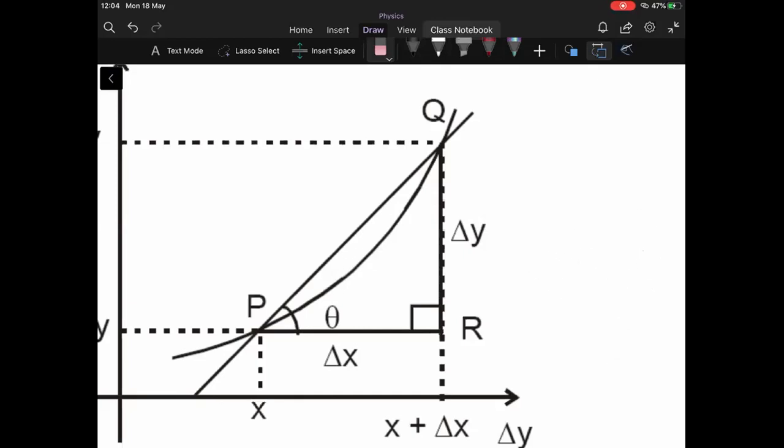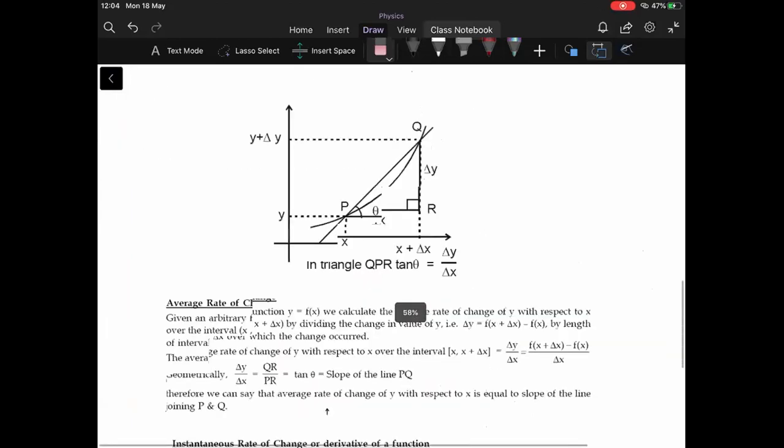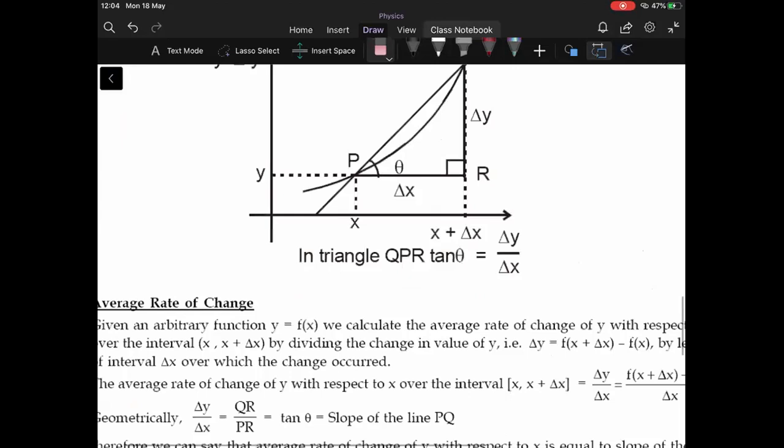Similarly, if you want to find the exact slope at point P, you need to bring point Q as close as possible to P, but not overlapping with P. Is it clear? Yes, sir. Let me try once more to explain.